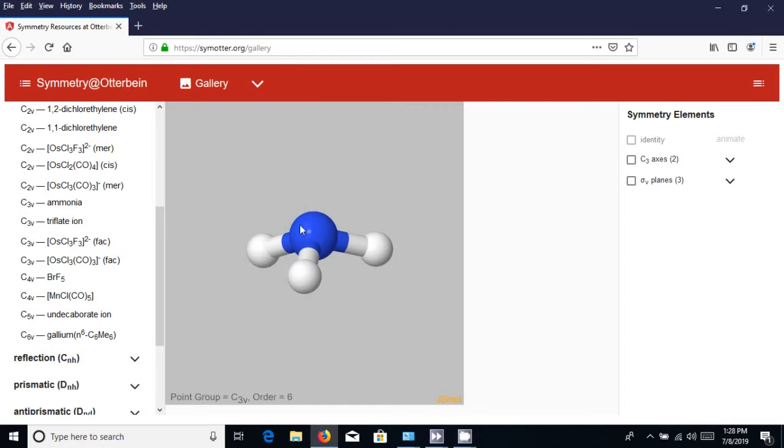So this molecule I have selected is ammonia, right? This blue color is nitrogen, and the rest are hydrogens: this is the first nitrogen-hydrogen bond, this is the second, and this is the third nitrogen-hydrogen bond, and the lone pair would be here, where the cursor is moving right now. So this pyramidal structure of ammonia is very important, right?